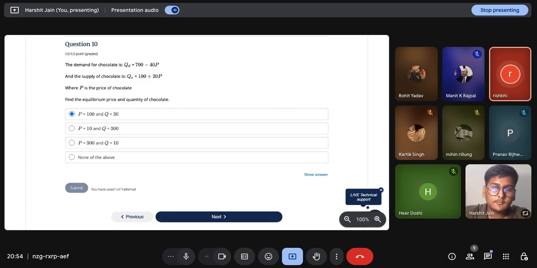Suppose I take it for quantity demanded. It becomes 700 minus 440 into 10, which is 400. Then 700 minus 400 is equal to 300, right? So the quantity is 300 and the price is 10. So the answer is B. Quantity is 300 and price is 10.